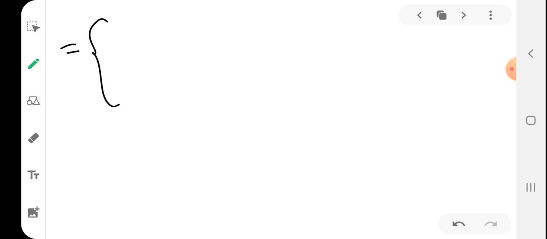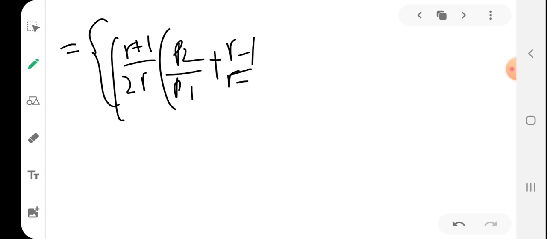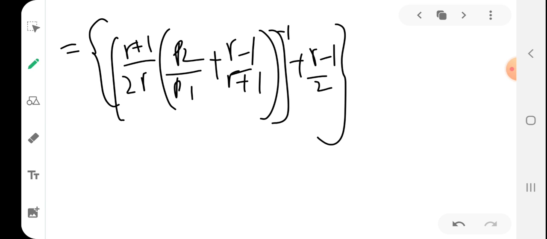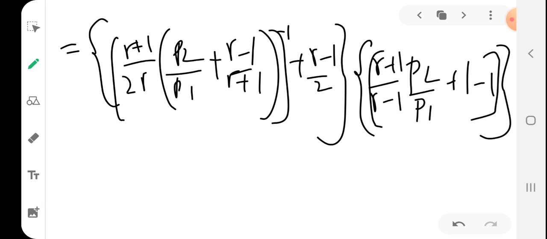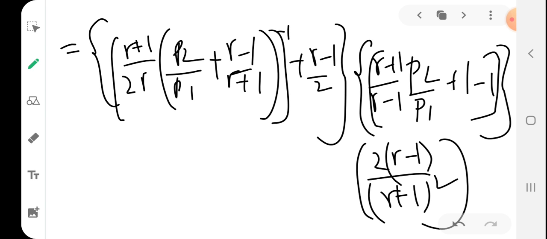So the first term remains the same: gamma plus 1 by 2 gamma P2 by P1 plus gamma minus 1 by gamma plus 1, whole raised to minus 1, plus gamma minus 1 by 2. This value remains the same, and what changes is gamma plus 1 by gamma minus 1 into P2 by P1, taking inside the bracket, and 1 and plus 1 will be formed, and already minus 1 is there, okay, and this term is okay. Now one more term remains, 2 gamma minus 1 by gamma plus 1 whole square is there, right? And now this plus 1 and minus 1 cancel.